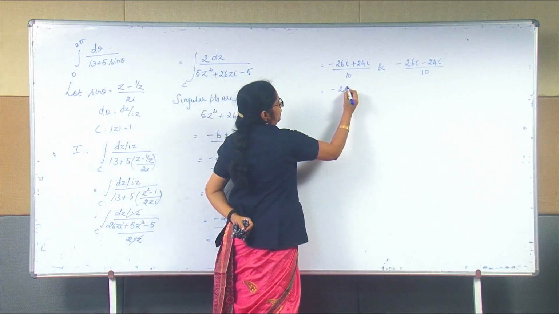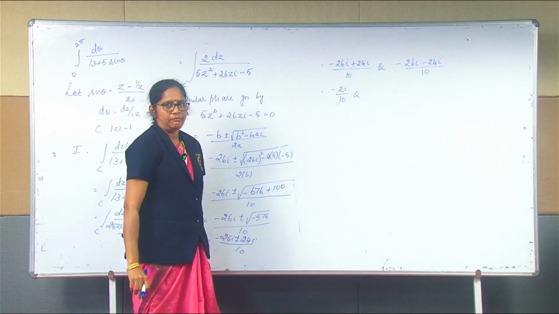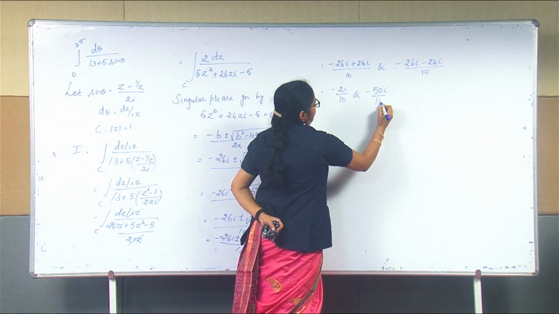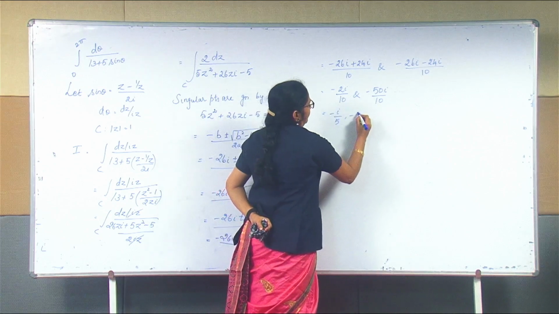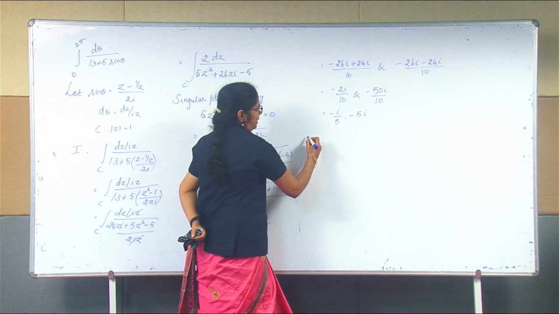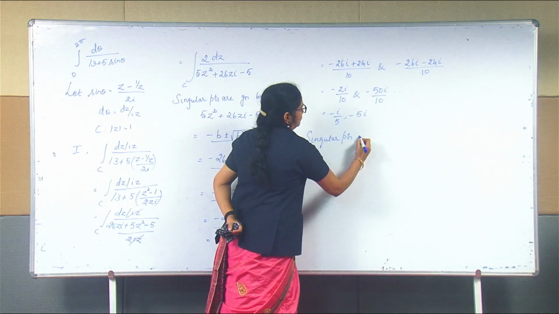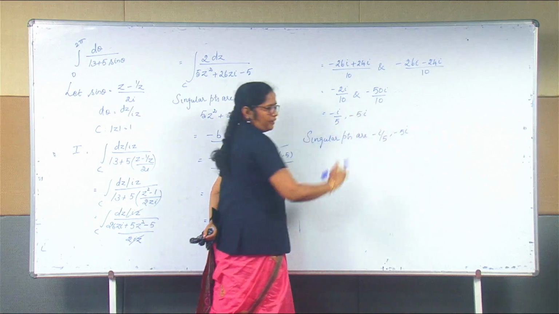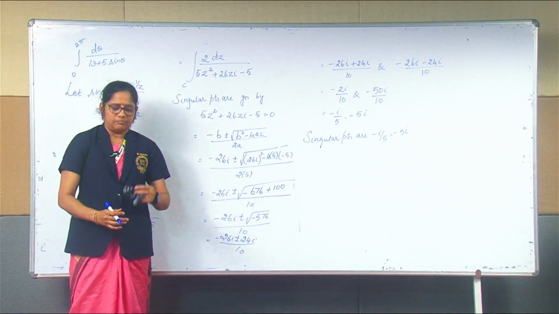So minus 2i by 10, and this is minus 26 minus 24, that is minus 50i by 10. Okay, so I could simplify this, that is minus 5i. So what are the singular points? The singular points are minus i by 5, comma, minus 5i. Okay, so we got the singular points.